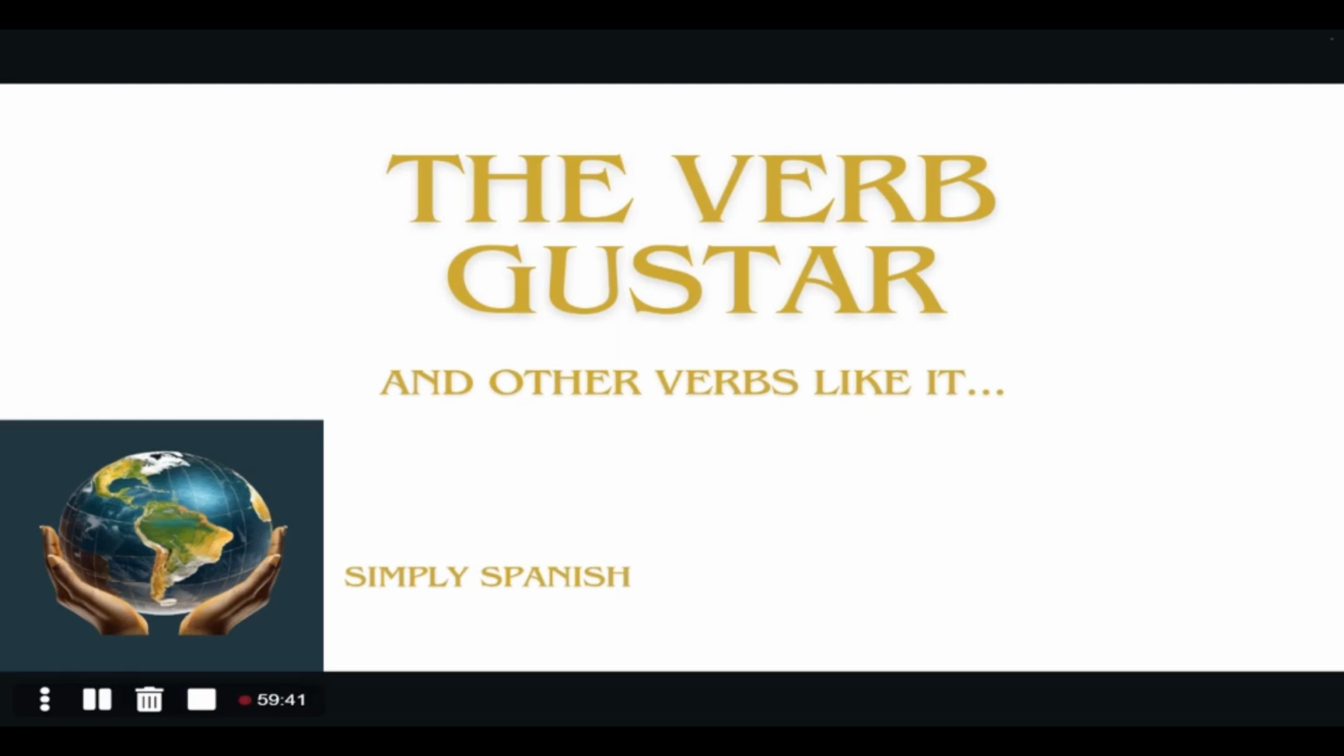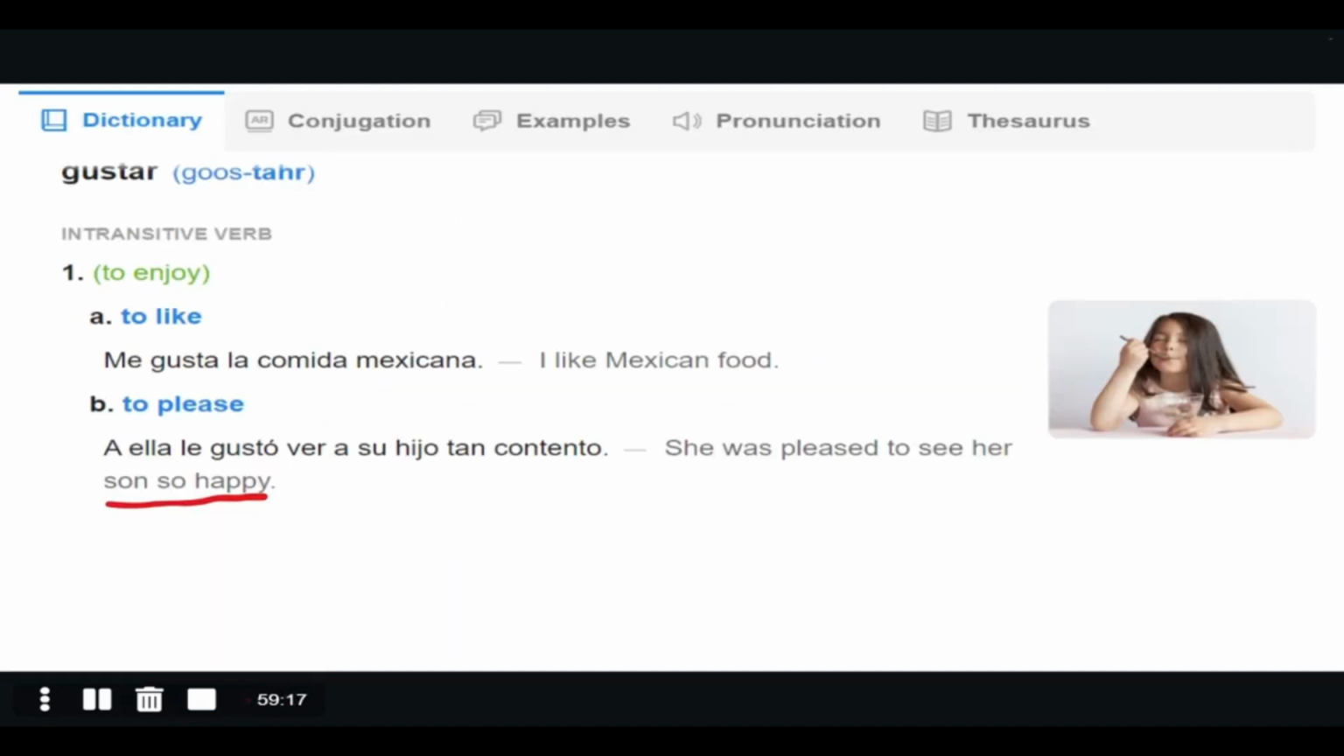As you can see, today we'll be learning about the verb gustar and, of course, other verbs like it. This verb is very tricky, especially for English speakers. It's tricky because of a few concepts that we'll go through during the lesson. So, let's jump straight into it and let's begin, right?